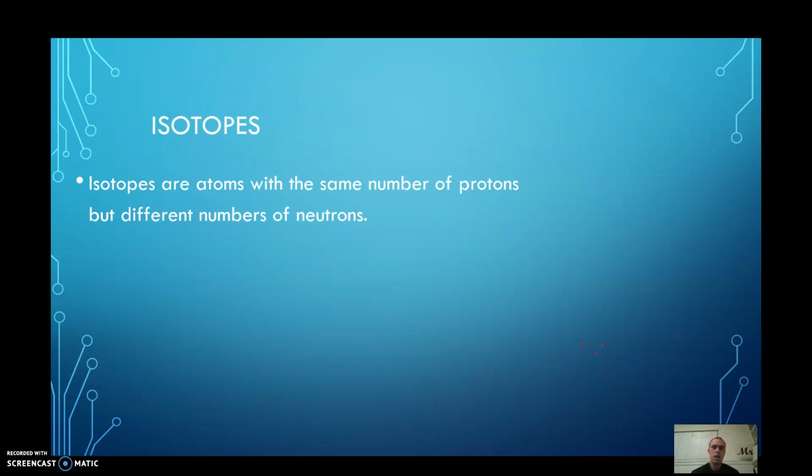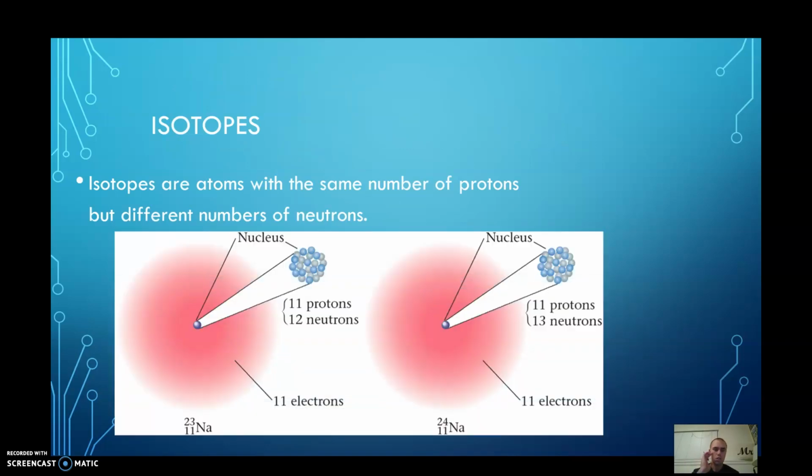Okay. I'm going to end with this. I want you to write this down, some information about isotopes. So isotopes are atoms with the same number of protons, but different numbers of neutrons. Okay. So in this case, we have sodium. Both of these atoms have 11 protons, but they have a different number of neutrons. These two things would be considered isotopes of each other.